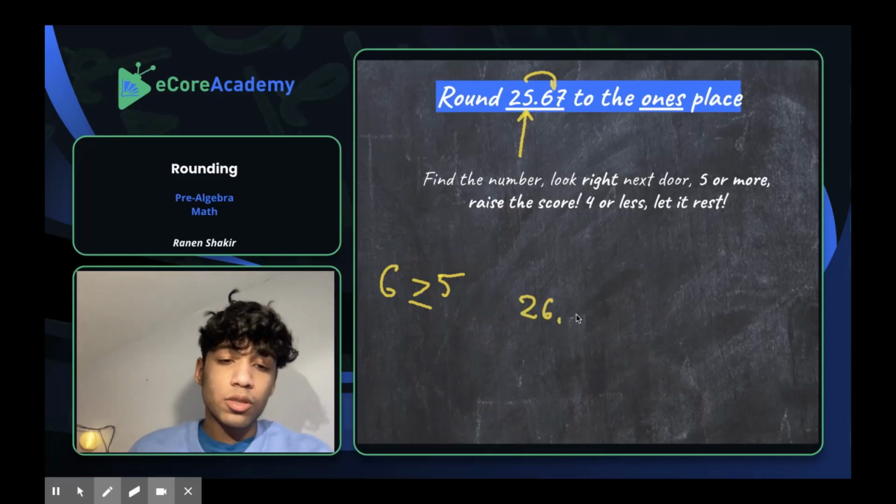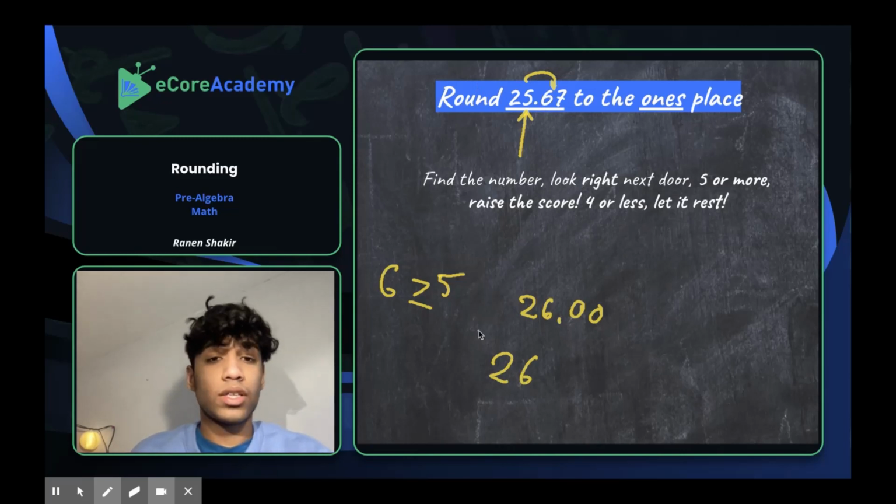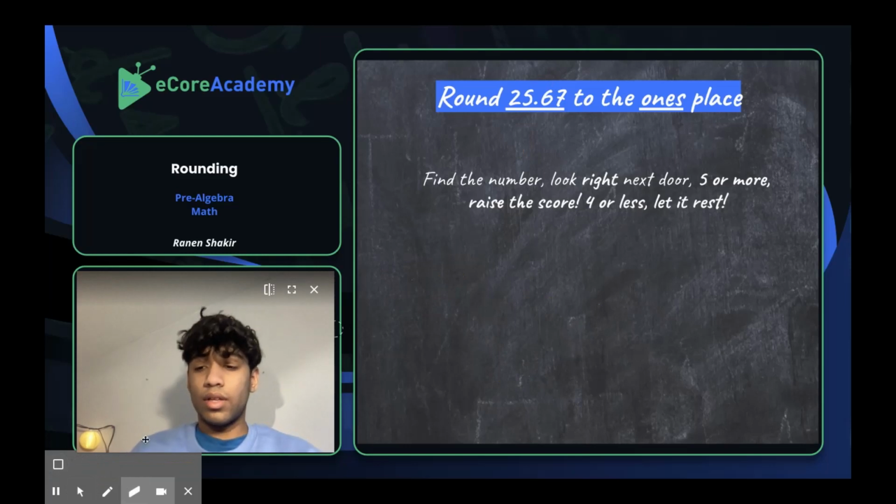Now, if you wrote 26.00, that's also the same exact value. The zeros don't add any value to 26 because, like we said before, the numbers after the number you're rounding to all become zeros. You can have 26.00, but 26 is also a correct answer. So that's basically the gist of rounding.